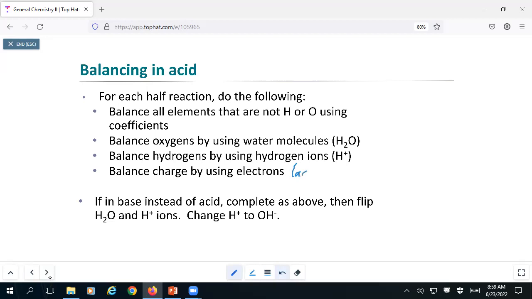And the key trick there, we always want to add the electrons to the more positive side of the reaction. It seems like a silly thing to say out loud because logically that makes complete sense, but it's worth saying because I can't tell you how many times I've gotten myself stuck. And the mistake being made was I was trying to add the electrons to the wrong side.